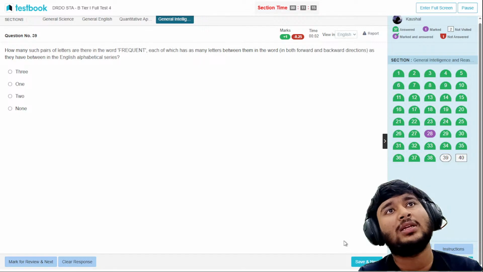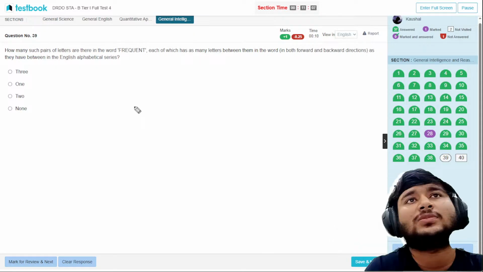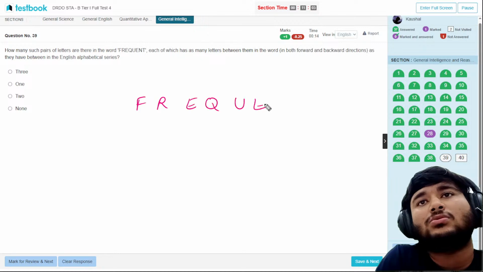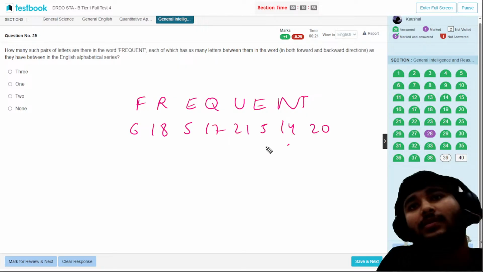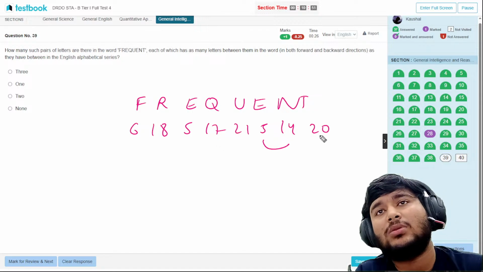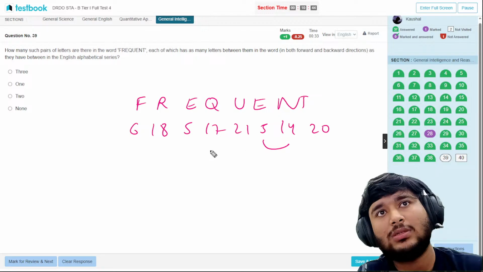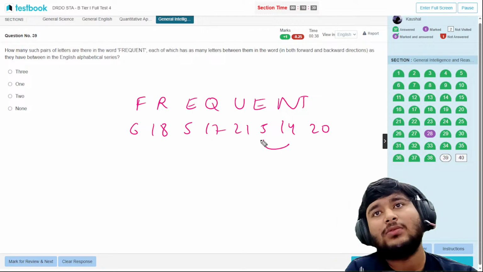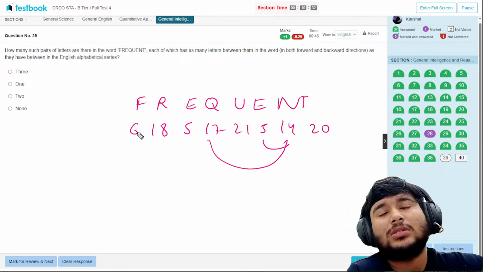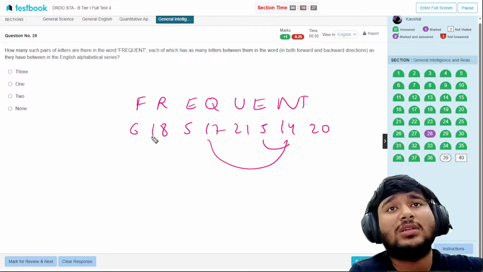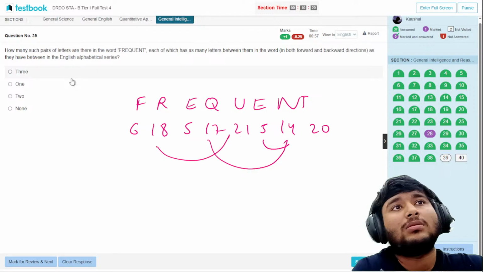How many such pairs of letters are there in the word frequent, each of which has as many letters between them as in the English alphabet? 6 18 5 17 21 5 14 20 1, 19 18 19 20 21 19 17 18 7 8, 18 14 15 16 17, 16 17 6 7 8 9 10 11 12 13 19 20 21 20 21. That makes three, there cannot be more than three above.